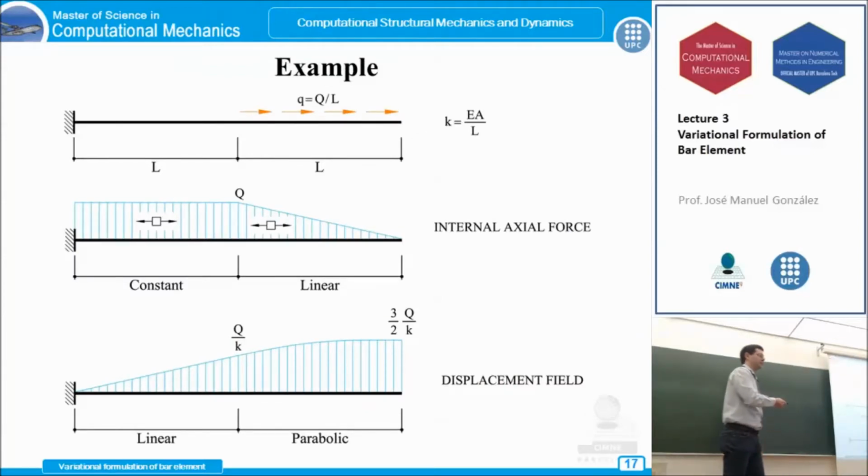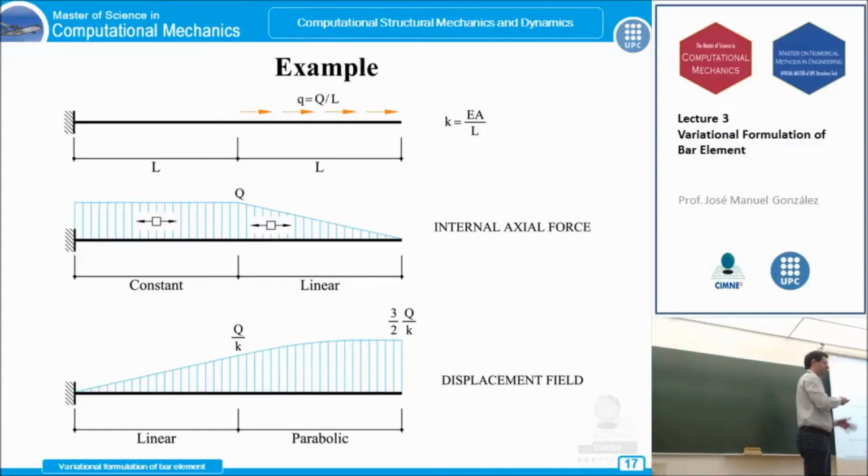Okay, for example, this is a quite interesting example where some things are shown using this discrete equation, this discrete solution for our problem. Imagine we have this bar here, whose length is 2 times L, and in the second part we have an axial load applied, which is Q divided by L. And we assume that the rigidity is E times the cross-section A divided by L.